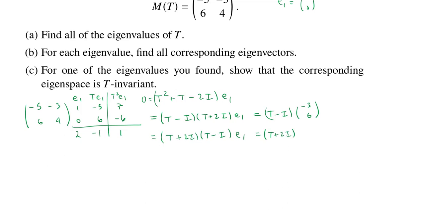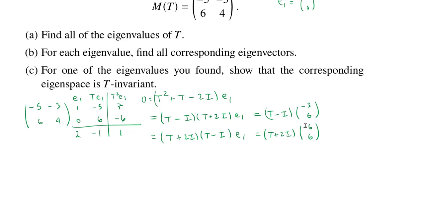Okay, and now I'm going to apply T minus I to e1. So let's see. Here's T e1, and then I'll just subtract one copy. So negative 5 minus 1 is negative 6, and 6 minus 0 is 6. Okay, and now we've actually found all the eigenvalues, and we've even found bases for the eigenspaces.